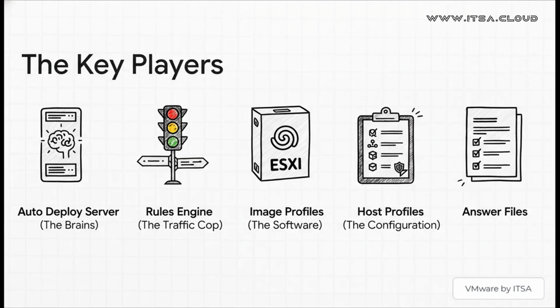First, you've got the Auto Deploy server. That's the brains of the whole operation. Then there's the rules engine, which kind of acts like a traffic cop, directing everything. You have image profiles, which contain the actual ESXi software, and host profiles, which define all the specific settings, like networking and security. And finally, answer files, which aren't always used, but can fill in any user-specific details during the setup. These are the core pieces that make the magic happen.